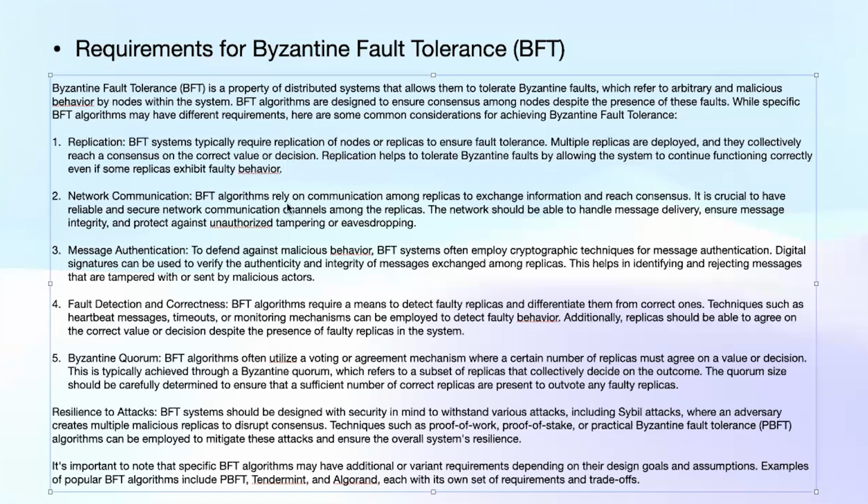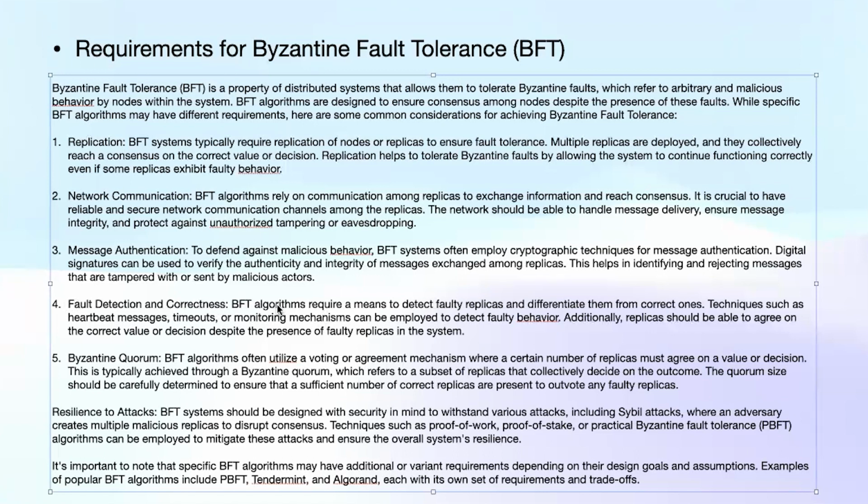It's crucial to have reliable and secure network communication channels among replicas. The network should be able to handle message delivery, ensure message integrity, and protect against unauthorized tampering or eavesdropping. Another thing is authentication. We need to authenticate whether the transaction is genuine or not, right? And the second last thing is fault detection and correction.